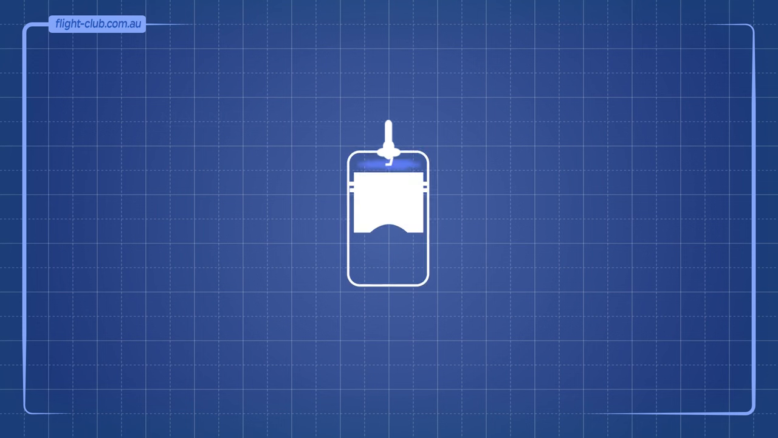Inside an engine cylinder, the spark ignites the fuel and air mixture, causes it to burn rapidly, expand, and force the piston down to produce engine power.